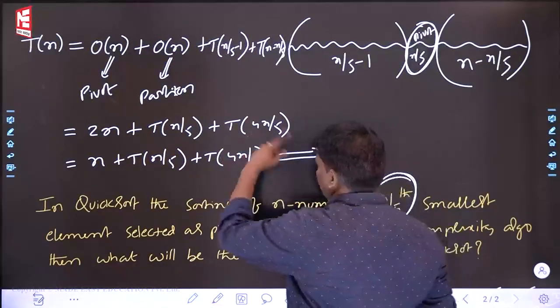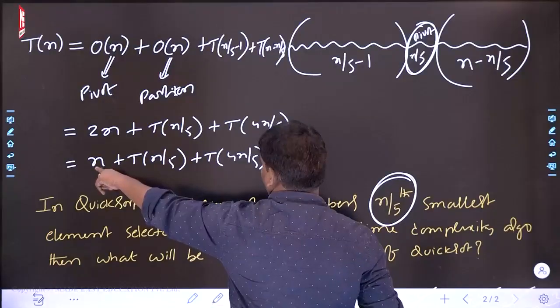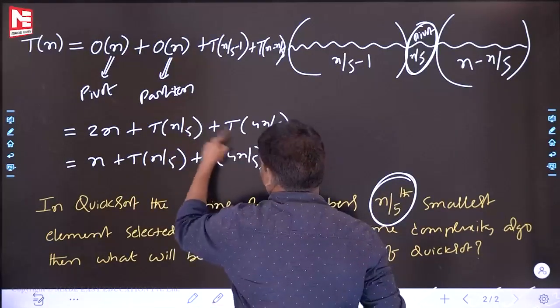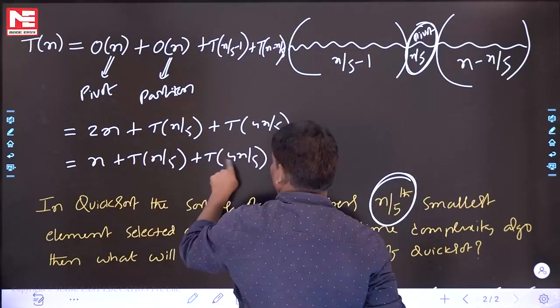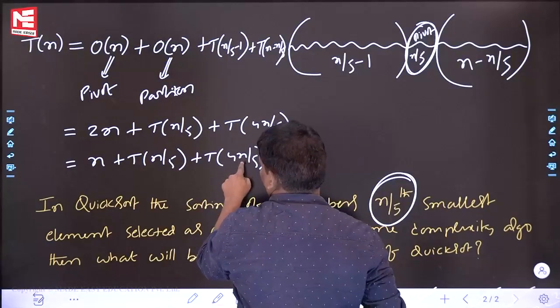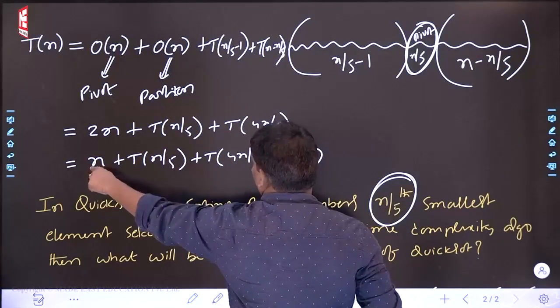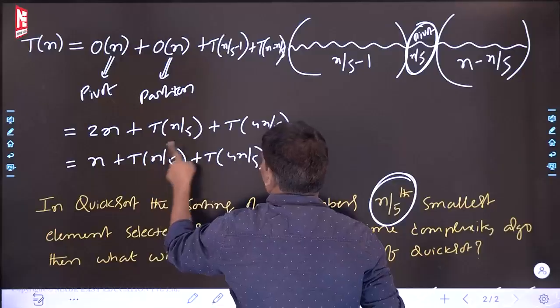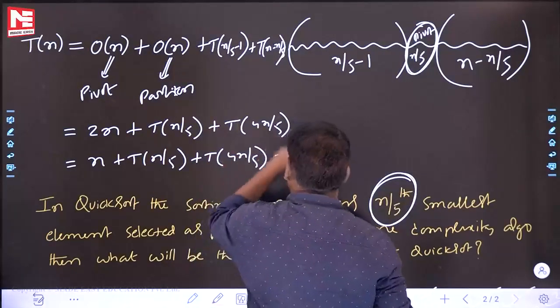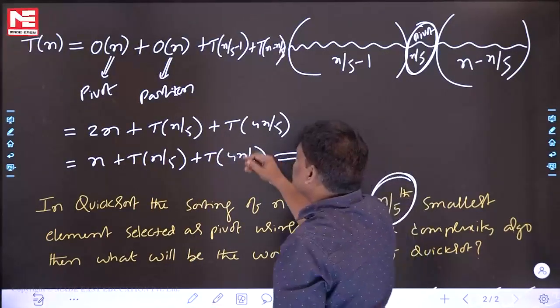If you solve with the recursive tree method, what is the answer? The first level answer is n. At the second level, if you add both of them, one more n will come: n by 5 plus 4n by 5. First level is n, second level is n by 5 plus 4n by 5, and adding them, one more n comes. Every level is n.